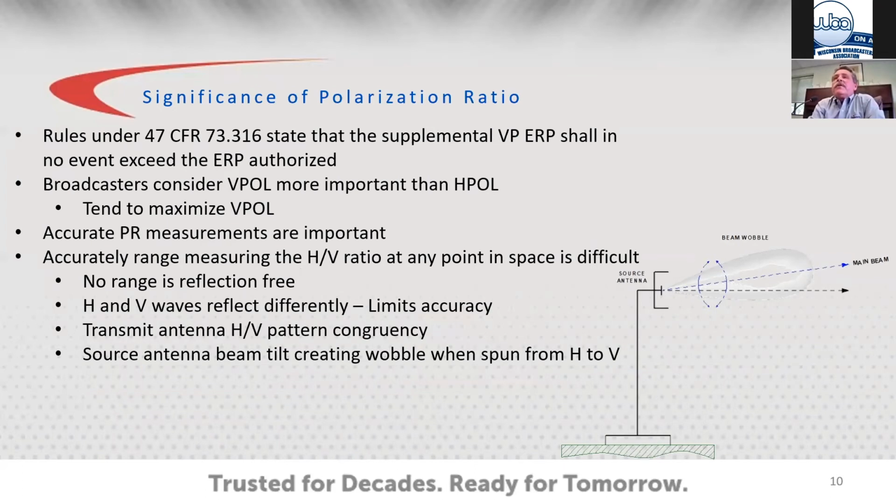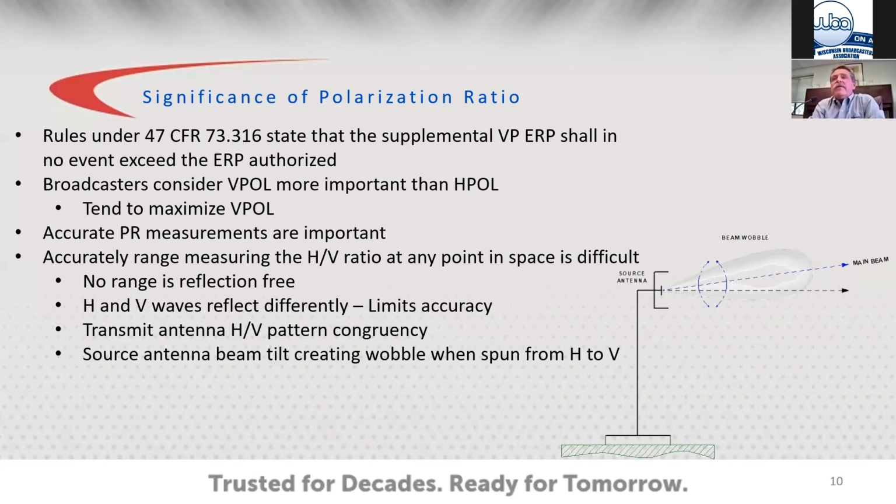So now I'm going to touch on the significance of polarization ratio. The current FM rules state that the supplemental vertical polarization ERP shall in no event exceed the ERP authorized. Well, the ERP authorized is a horizontal polarization. And broadcasters consider the V pole more important than the H pole. I would debate that today, since FM antennas that are hidden in vehicles are usually in the windshield and the bumper, and they really are horizontally polarized. But broadcasters still tend to maximize the V-pole. So this makes the polarization ratio measurement important because we want to make sure that it complies with the rules.